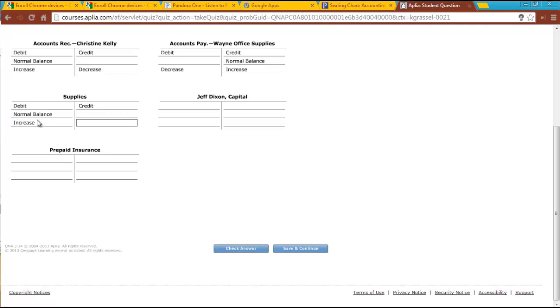Normal balance is always increase, opposite is decrease. Jeff Dixon Capital. First thing you do is label your debits and credits. Jeff Dixon Capital, Jared, is what type of an account? Asset, liability, or owner's equity? Excellent. Owner's equity is on what side of the accounting equation? Right. And so what's the normal balance going to be? Excellent. Credit normal balance for Jeff Dixon Capital.